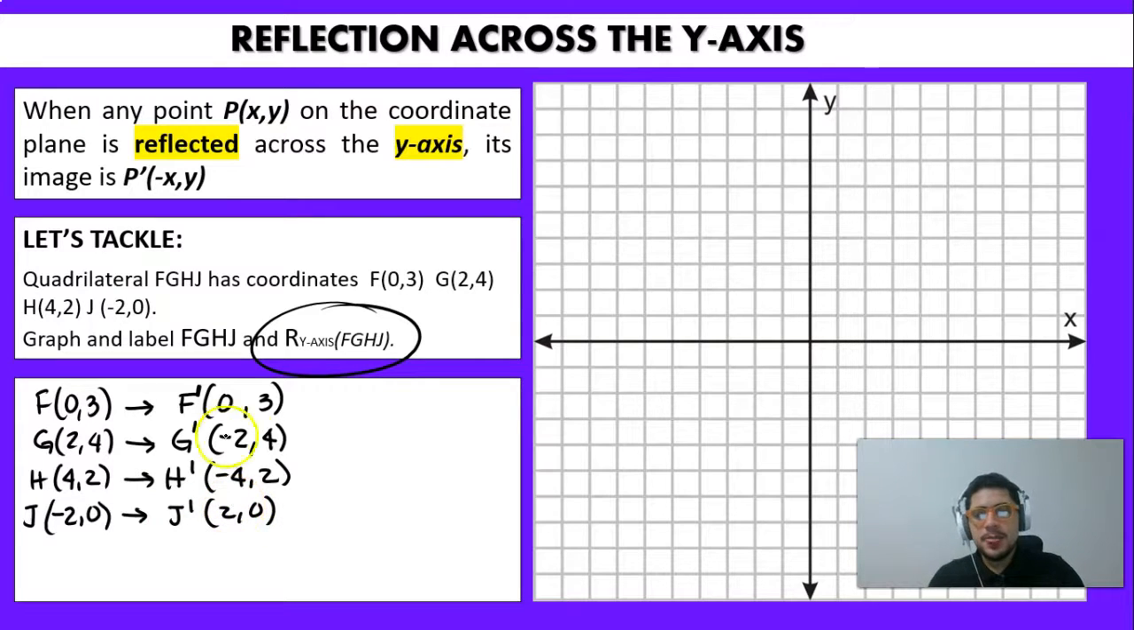So as you can see, they have the same values for y, but the opposite values of x. So (0, 3), (-2, 4), (-4, 2), and (2, 0). Okay, now let's graph them.